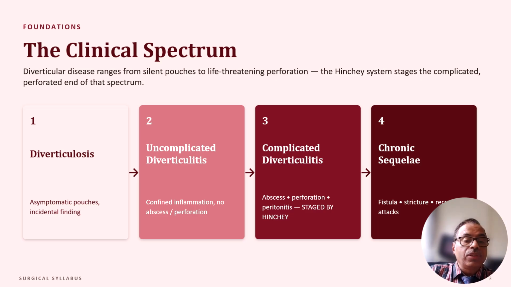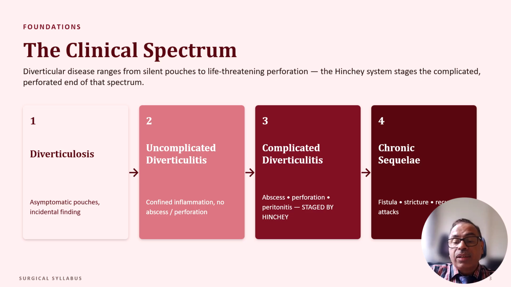So on one end of the spectrum is diverticulosis, which is just merely the presence of diverticula, which are asymptomatic, and they are incidentally found when an investigation is done for some other condition. As we go on to the next spectrum, and that is uncomplicated diverticulitis. That means some sort of inflammation has occurred in that diverticula which is already existing, but that inflammation is confined to the diverticula. There is no associated complications like perforation or abscess formation. So this we call as uncomplicated diverticulitis.